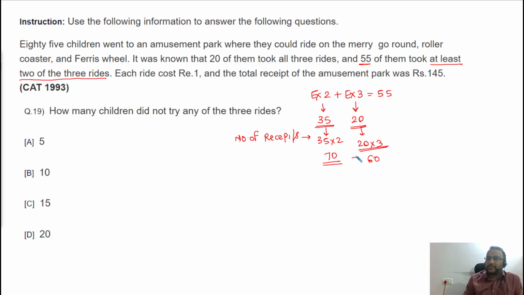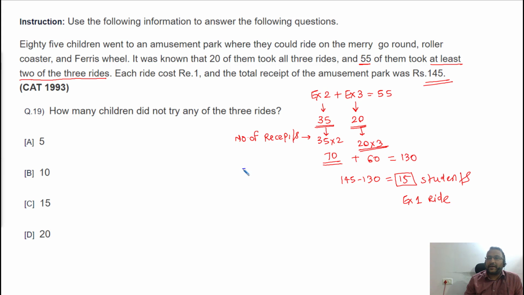So 70 plus 60, sorry, 70 plus 60 is equal to how much? 130. And 145 minus 130, since the total number of receipts generated was 145, 145 minus 130 is equal to 15. It means 15 students took exactly 1 ride. This is what we can conclude over here.